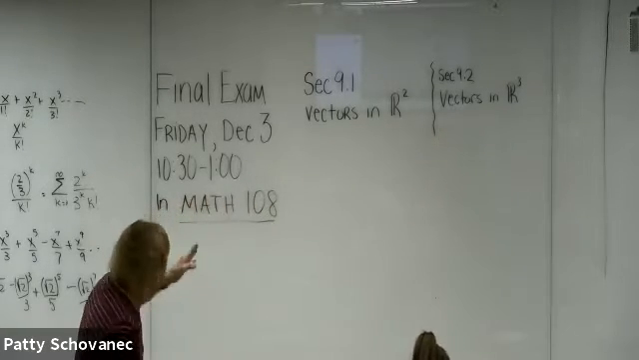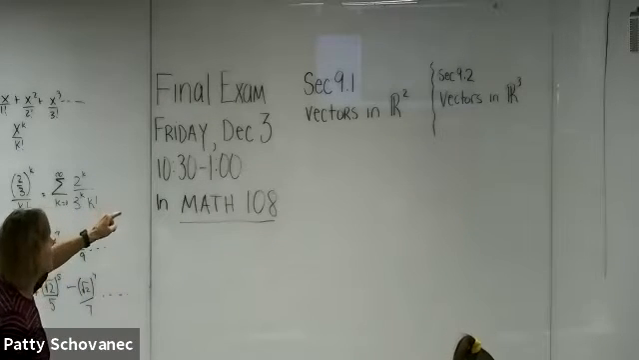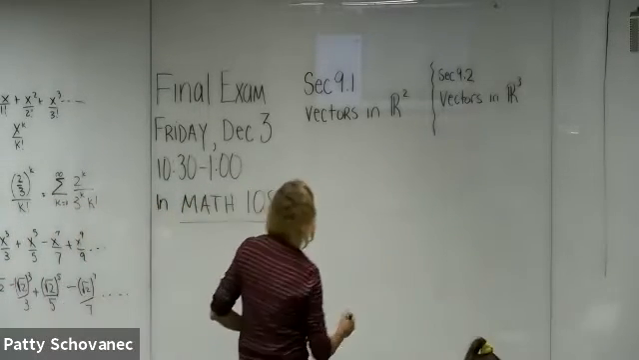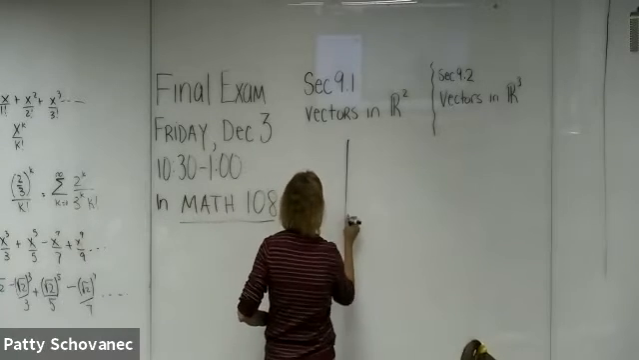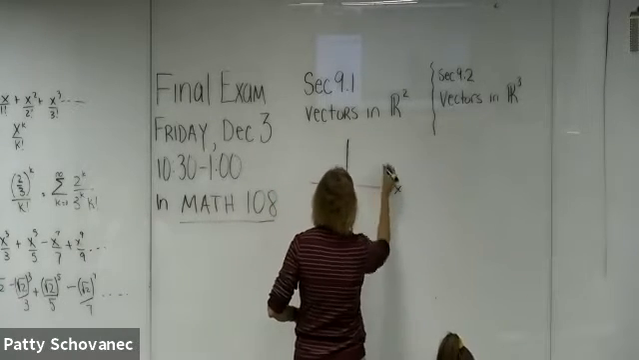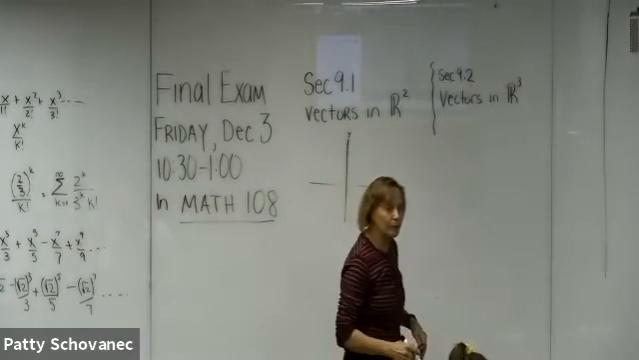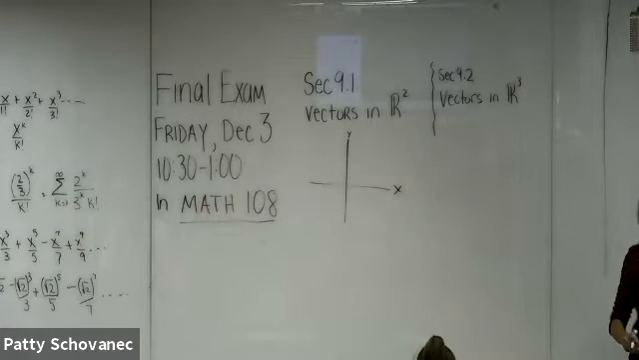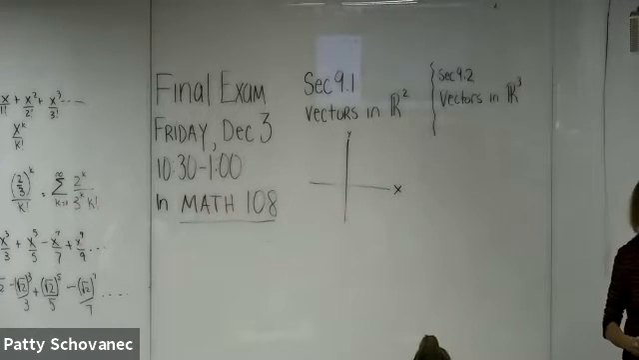There are two sections here. We're going to talk about vectors in R2 and vectors in R3. R2 is a fancy way of saying the XY plane. So in R3, we're in three dimensions. In three dimensions, we've got three coordinate axes: X, Y, and Z.